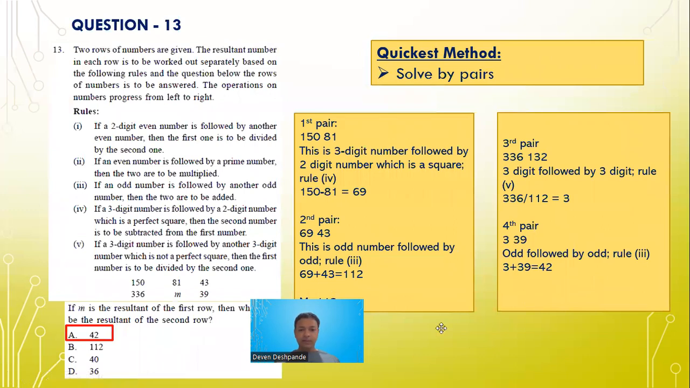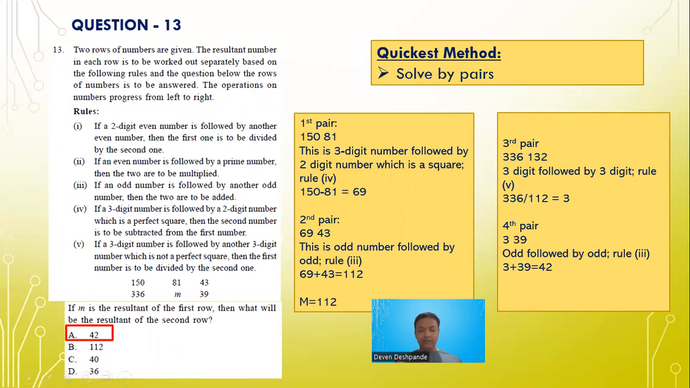Okay, next one. Two rows of numbers are given; the resultant number in each row is to be worked out separately based on the following rules, and the question below the rows of numbers is to be answered. The operations on the numbers progress from left to right. So let's start solving. 150 and 81 is the first pair. It is a 3-digit number followed by a 2-digit number which is a square. 81 is a square of 9. Rule 4: the second number is to be subtracted from the first number. 150 minus 81 is 69.